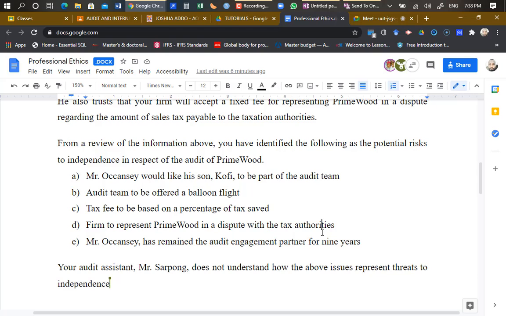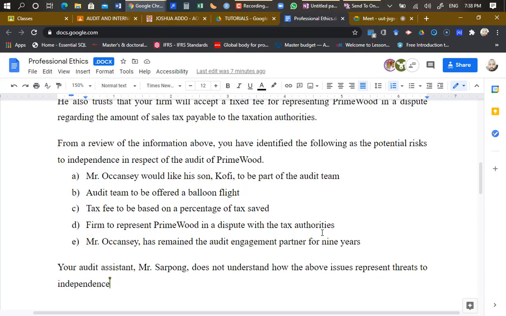So familiarity is even breeding into self-interest threats when they begin to do some joint venture together. Now Mr. Okansi becomes interested in the profit from the joint venture, self-interest, and so on and so forth. So I'm doing all this long talk because I want you to understand that audit is not like, oh, it is this. It's not like mathematics.